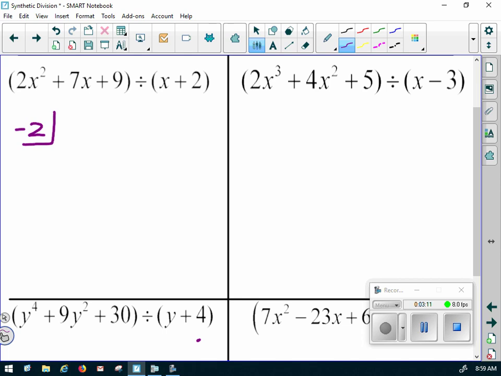Now, let's talk about the numbers that we're going to put across here. You remember when we did long division, we had to put a placeholder of 0 in if we were missing an exponent? You have to do the same thing here, so don't forget that. Do we need any placeholders? No, we don't need any placeholders. So the numbers we're going to write are 2, 7, and 9.